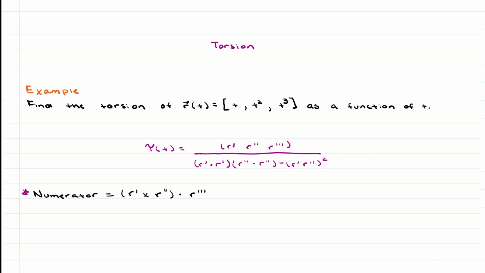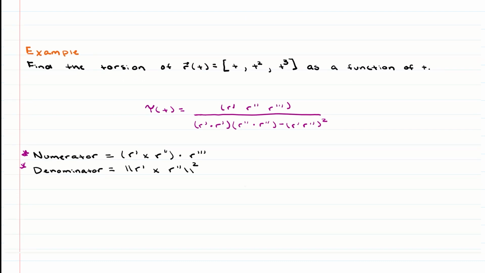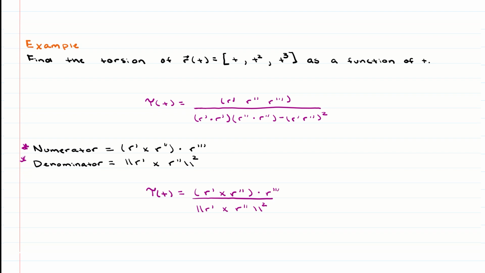The numerator can be rewritten as the first derivative of the curve cross the second derivative of the curve dot the third derivative of the curve. And also the denominator can be rewritten as the magnitude of the first derivative of the curve cross the second derivative of the curve, squared. So I'm actually going to rewrite the formula. This is the version that we'll use. It's more digestible, quite frankly, and easier to understand, easier to work with. And so this is the version of the torsion formula that we're going to use to solve our example.